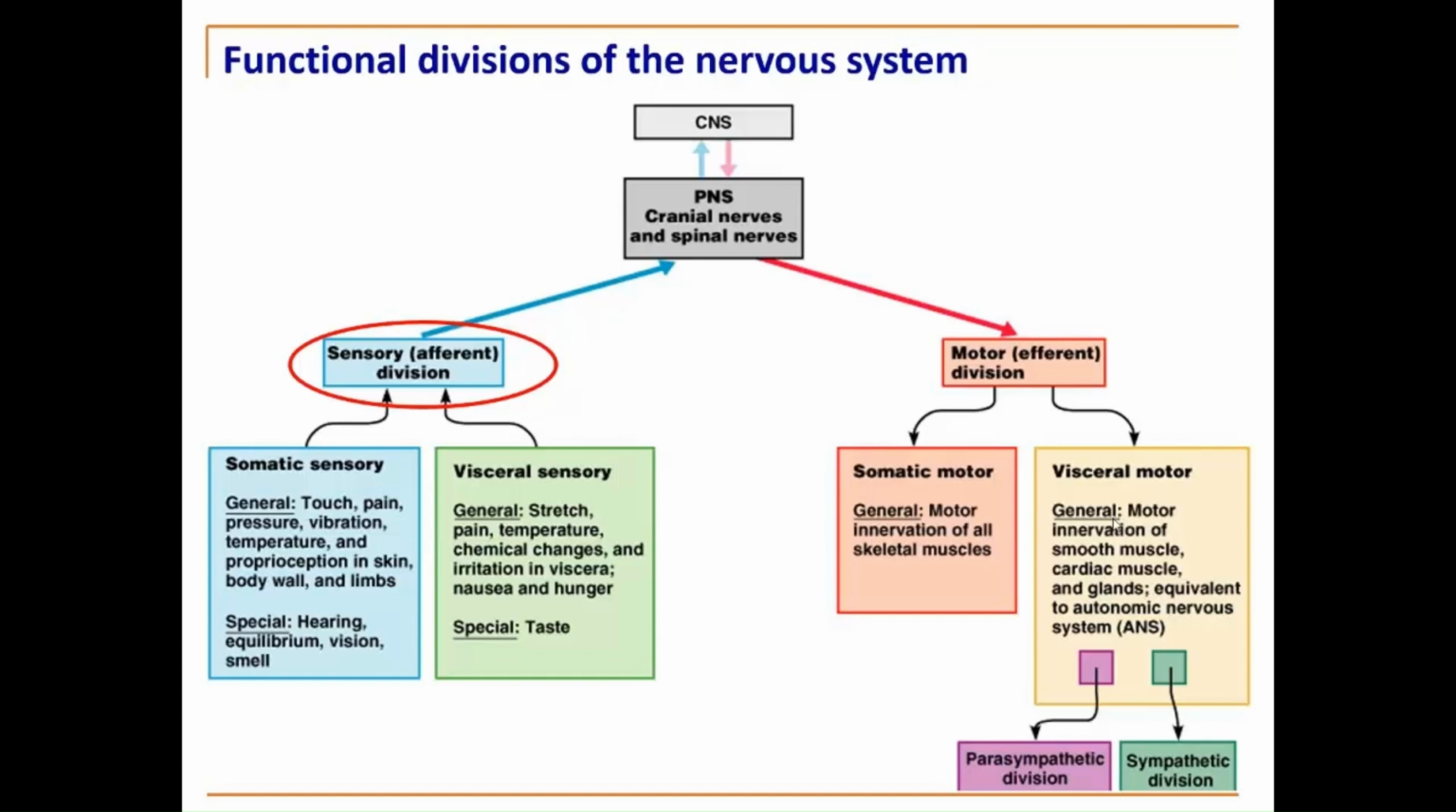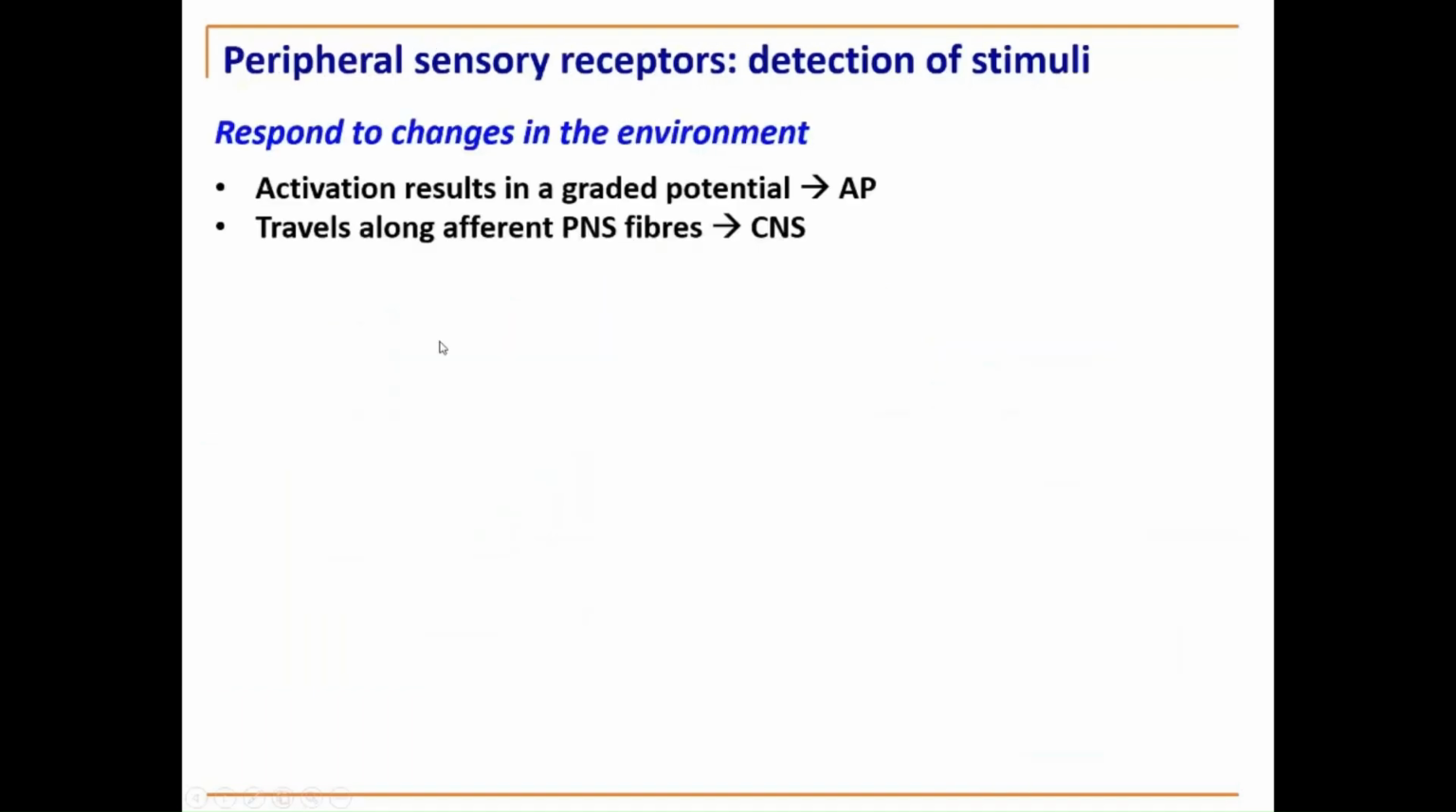And what we're going to be focusing on in this early stage is the sensory or afferent division of the nervous system. So what is the purpose of our peripheral sensory receptors? Well, of course, it's to detect stimuli and give that information to our central nervous system so it can respond accordingly. We want to respond to changes in our internal and external environment.